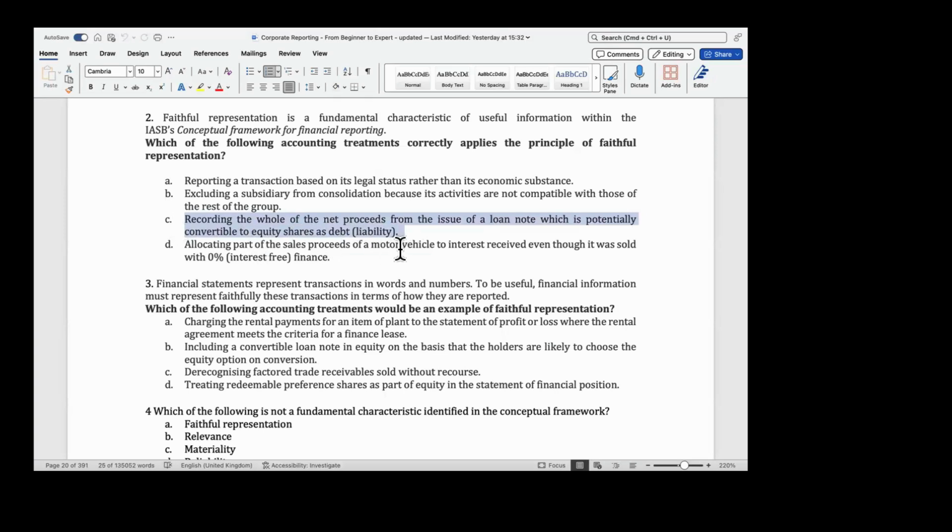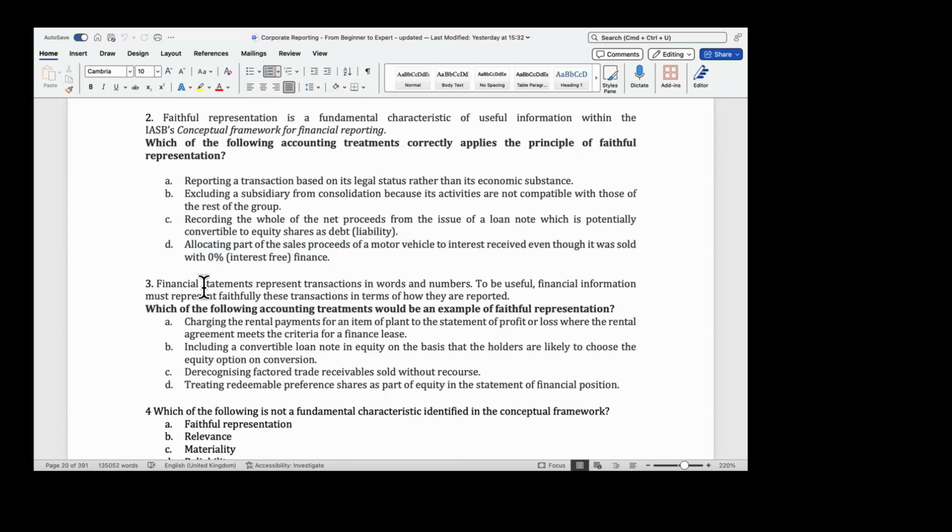Allocating part of the sales proceeds of a motor vehicle to interest, even though it was sold with 0% interest. So this is saying that when you sell on credit and the credit period is extended, we see that as you are giving a loan to that person. When you sell on credit for an extended period, you need to separate that sales proceeds. You recognize a portion there as interest. So D is the answer here.